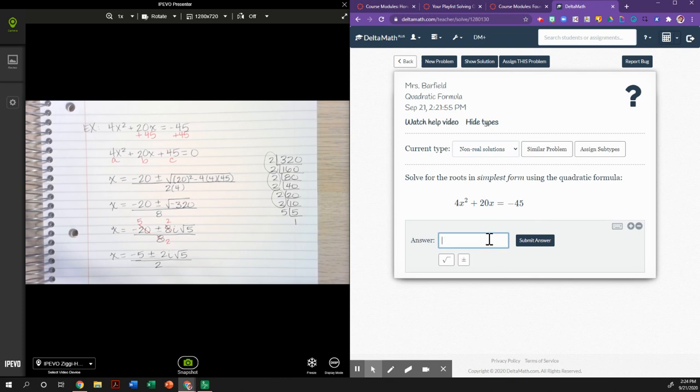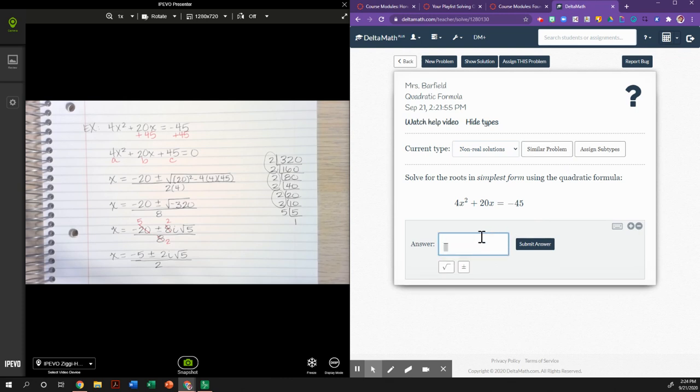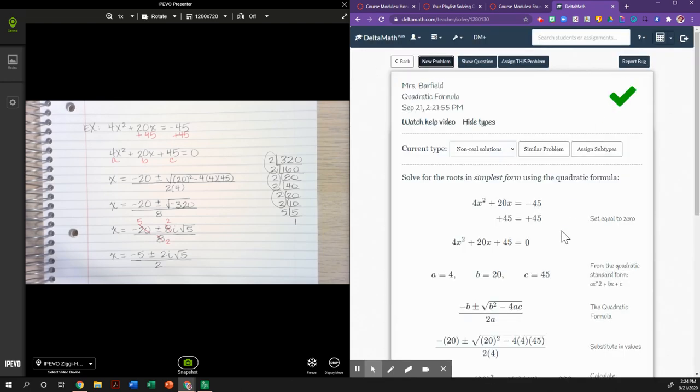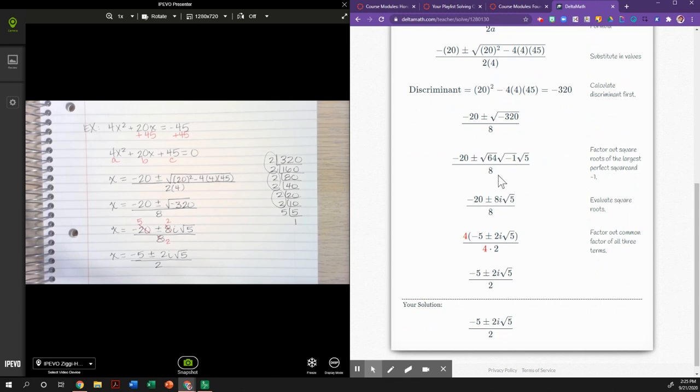All right, so now here, I'm going to put that in my numerator. Negative 5 plus or minus 2i root 5, and then divided by 2. Submit my answer, and I got my green check, okay? And then here's the alternate approach to simplifying that radical, right here in this step of changing 320 to the square root of 64, square root of negative 1, and the square root of 5, okay?